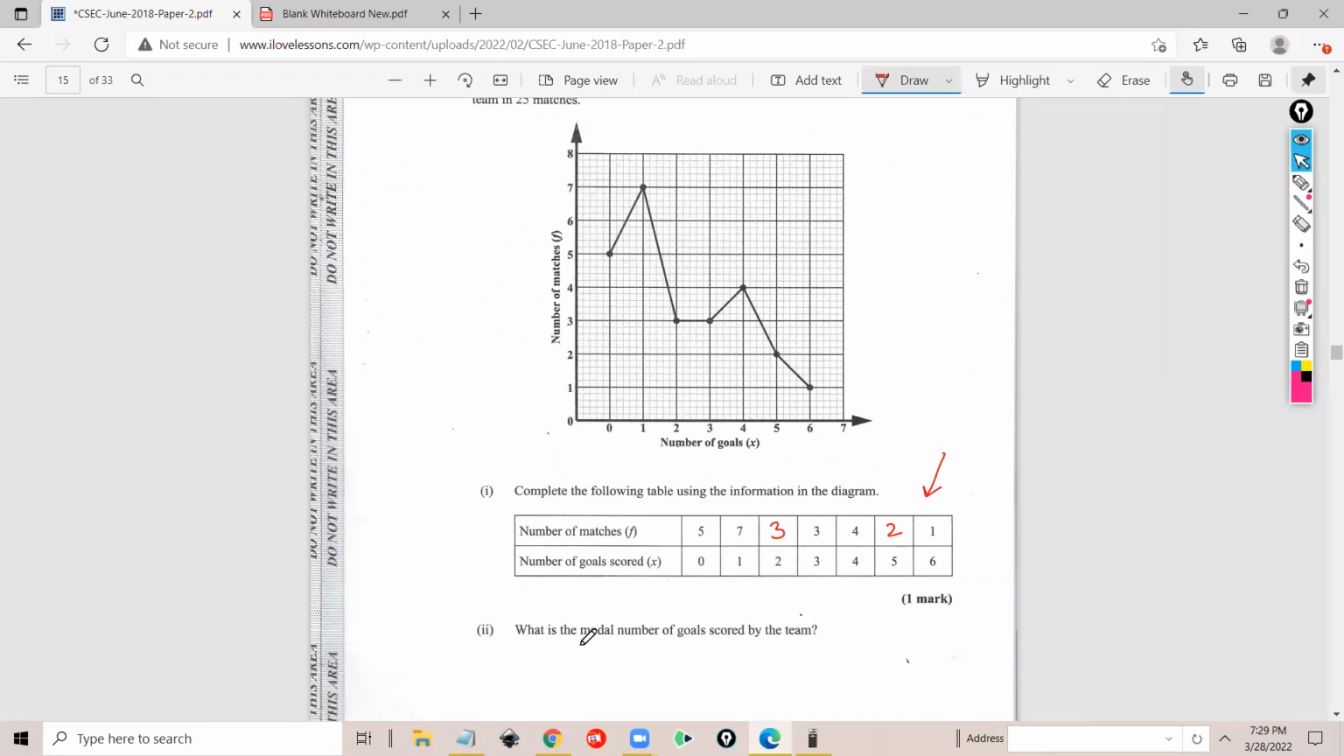Part 2. What is the modal number of goals scored by the team? Modal just means most popular.